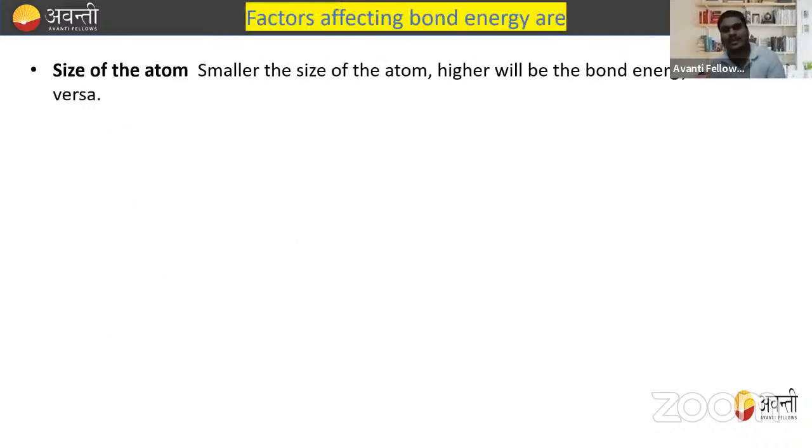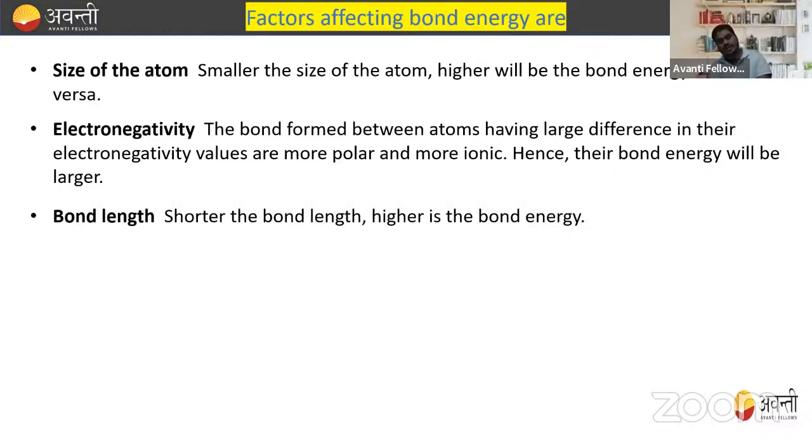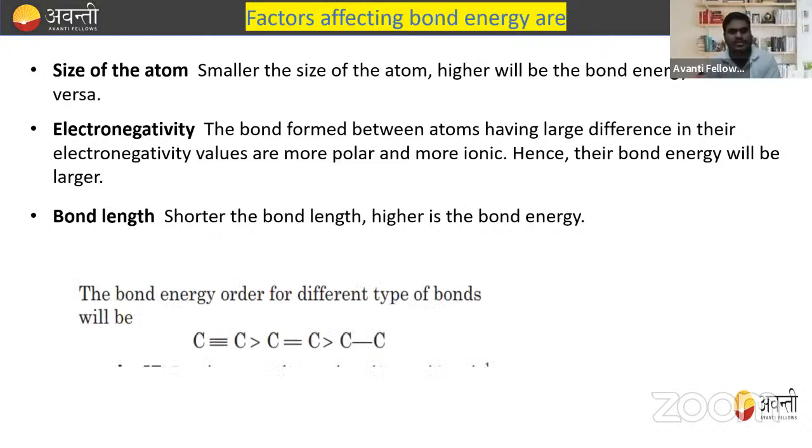Now, what are the various factors which affect the bond energy? The first one is size of an atom. Smaller the size of the atom, higher will be the bond energy, and vice versa. Similarly, electronegativity. The bond formed between atoms having a large difference in their electronegativity values is more polar and more ionic. Hence, their bond energy will be larger. Third one is bond length. That is, shorter the bond length, higher is the bond energy. Right. So these all are the factors affecting the bond energy.